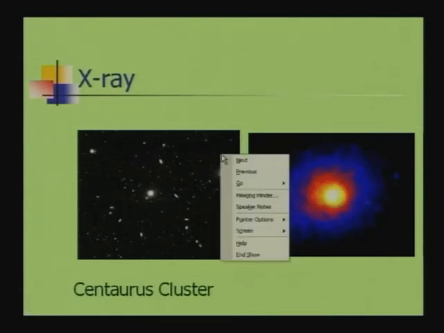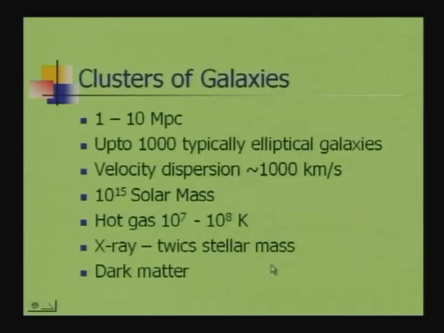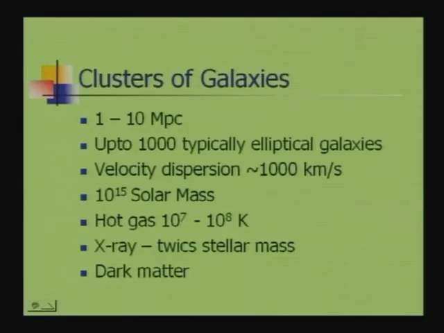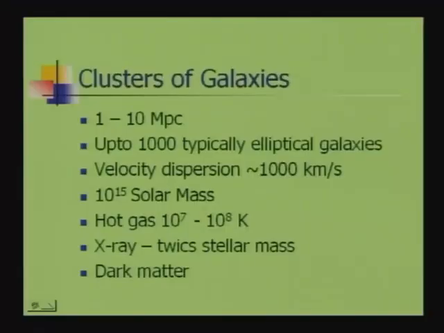And what is the source of this X-ray? There is hot gas, plasma, with temperature 10 to the power 7 to 10 to the power 8 Kelvin, sitting in this potential well also. So the potential well is filled with plasma, hot gas. And this has a temperature of 10 to the power 7, 10 to the power 8 Kelvin. So it emits X-ray. It's the thermal radiation from this that comes out in X-ray. With such high temperatures, it emits copious amounts of X-ray.